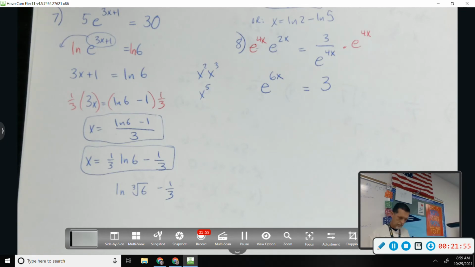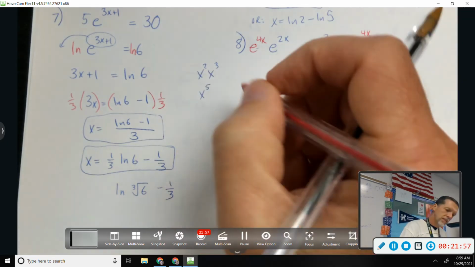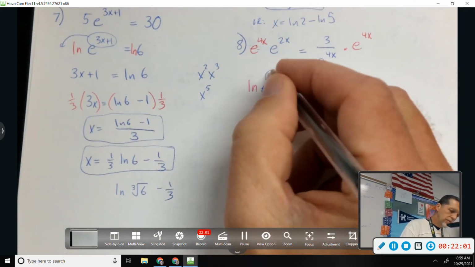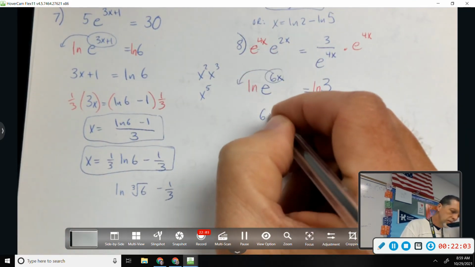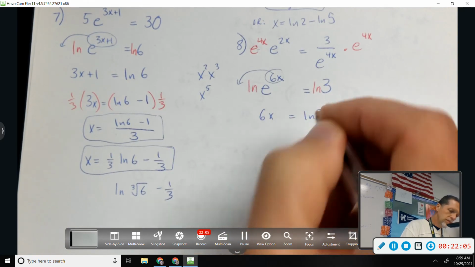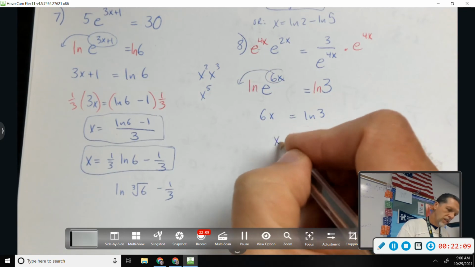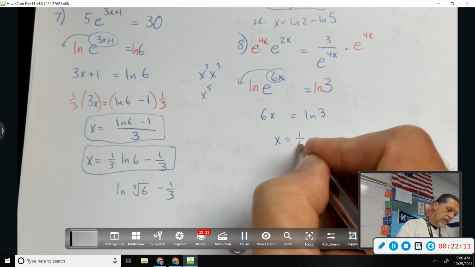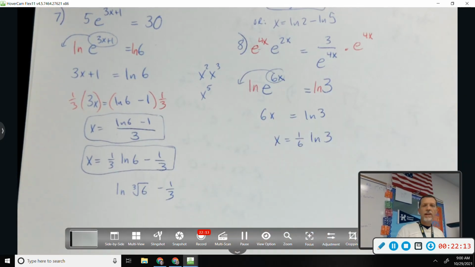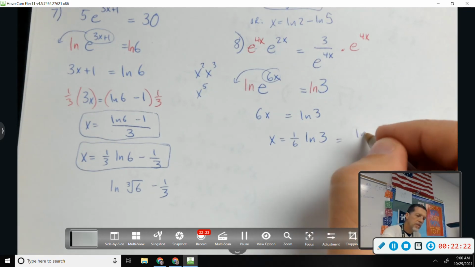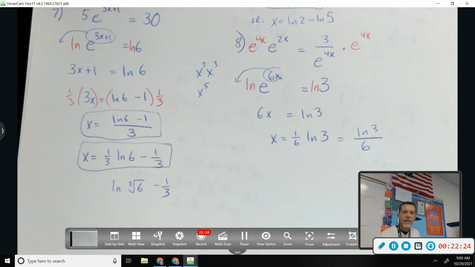Take the natural log of both sides. So 6x equals natural log 3. Then x equals natural log of 3 over 6. That's a choice. If I write it like that, would you be okay? 1/6 ln 3? That's fine too.